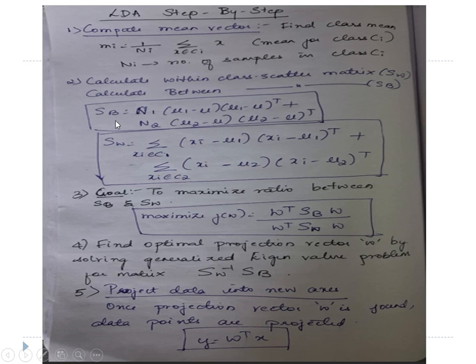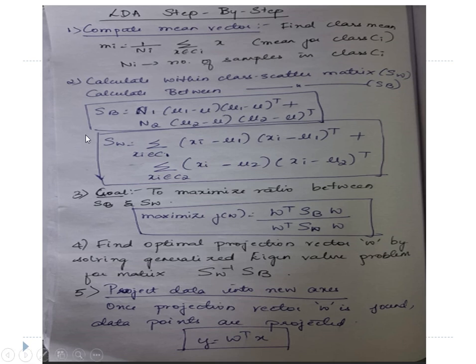So the formula for SB, the between class scatter, suppose I have two classes here, then it would be n1 into (mu1 minus mu) into (mu1 minus mu) the transpose, where mu1 is the mean which I found in the first step. Plus, since I have two classes, you have to add n2 into (mu2 minus mu) into (mu2 minus mu) the whole transpose. So here SB is the scattering between the classes. Since it is between the classes, you are finding the difference between the means of the two classes.